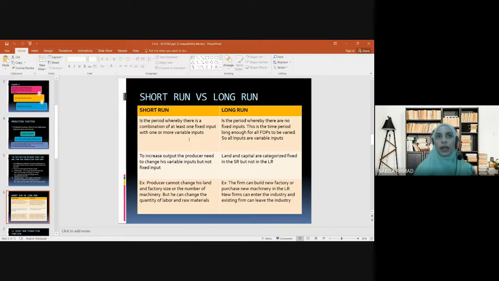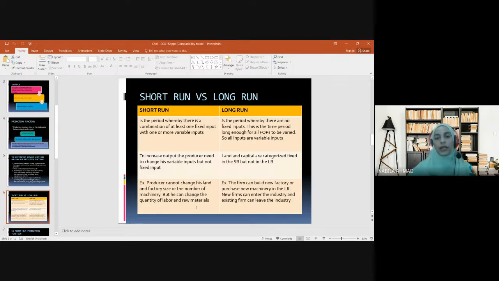Okay, so in the short run adalah is a period where there is variable input and fixed input, right? So in order to increase output, the producer need to change his variable input but not fixed input. Jangka masa pendek, nak tambahkan output kita hanya boleh tambahkan variable input tetapi kita tidak boleh tambah fixed input sebab fixed input fixed, dia tidak berubah. Okay? For example, producer cannot change his land and factory size or the number of machinery, but he can change the quantity of labor and raw materials in a short run.